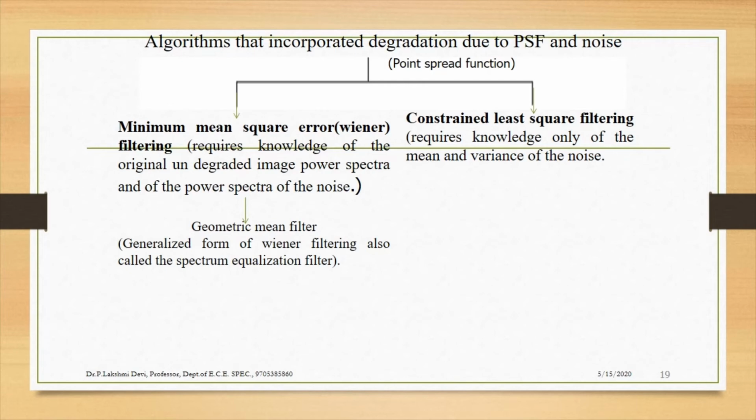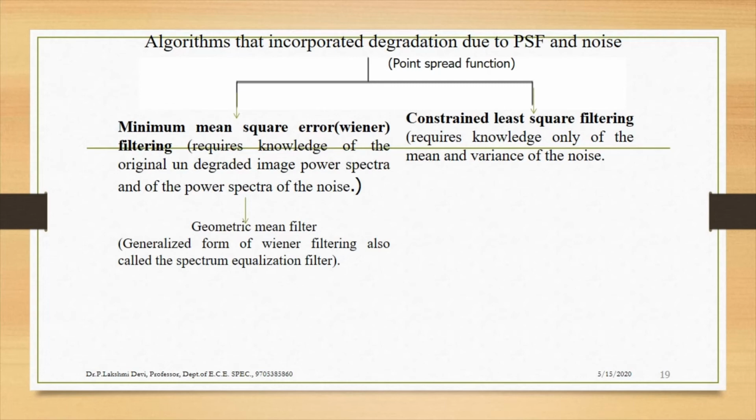In the last slides, we came across the hierarchy of degradation mechanisms and the methods of retrieving from degradation due to point spread function separately and due to noise separately. Suppose the image's quality is degraded due to a combination of these two reasons, that is, the point spread function of the camera as well as additive noise. Then what are the different algorithms incorporated for minimizing that degradation?